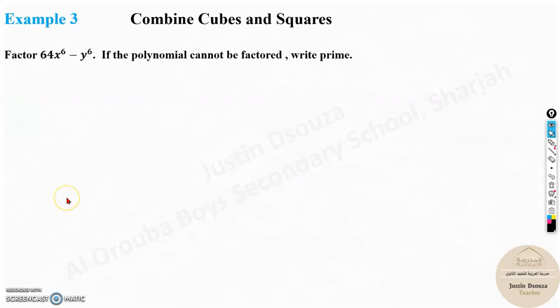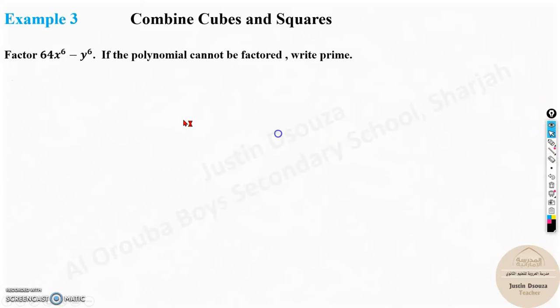Now we can see about combining cubes and squares. So this is again a simple but complicated problem. Simple in the sense it's very straightforward. There's nothing much over here. You can see this can be easily rewritten, and we have x to the power 6, so they can be easily rewritten. But when you rewrite, it's going to be a square and a cube.